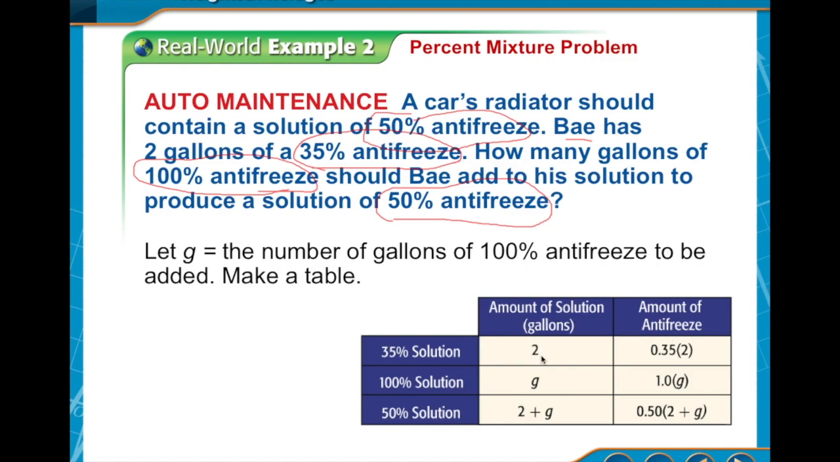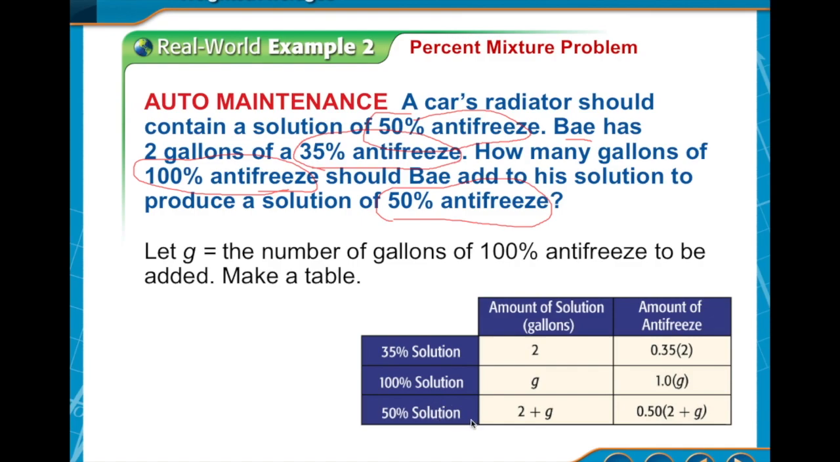So first one, our amount of solution given 2 gallons of the 35 is already in the car. That says that here. So we put a 2 in this box. How much of the 100% solution do we need to add? We don't know. So that's what we need to find. That's the variable G.